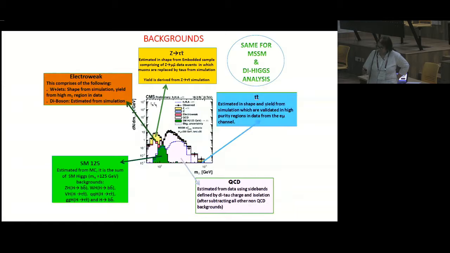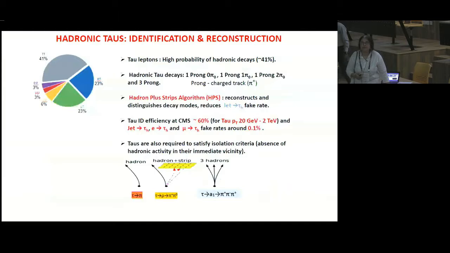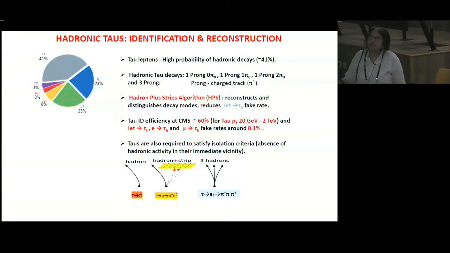Now, the next thing I should describe before I go on is how we identify and reconstruct the hadronic taus. Shattoki actually gave an introduction to this in the beginning in his talk. So the slide is I think more or less the same. He has described it, so let me just quickly go through it again.